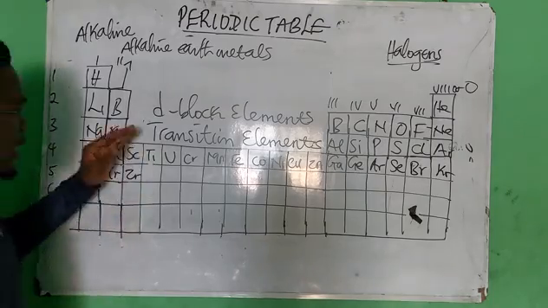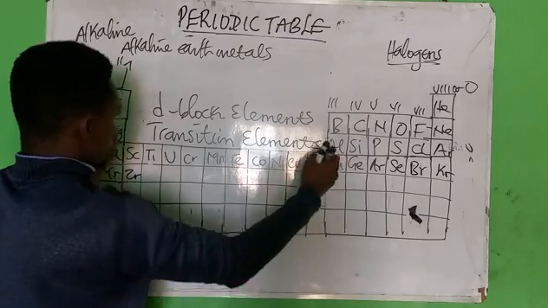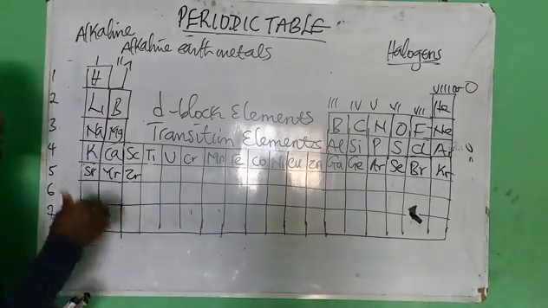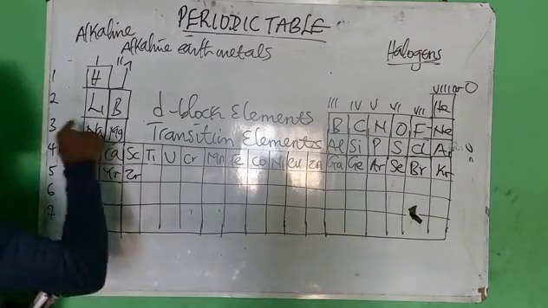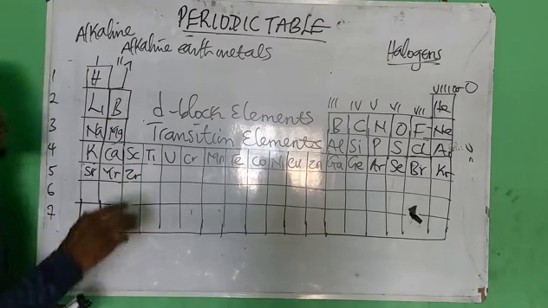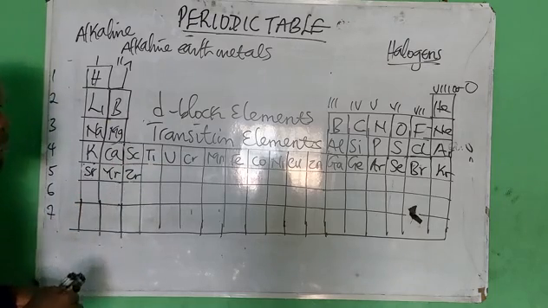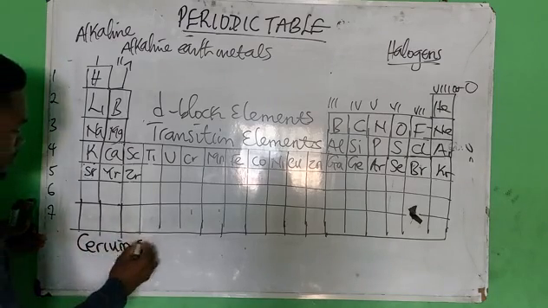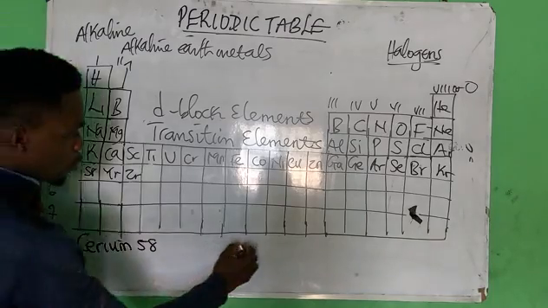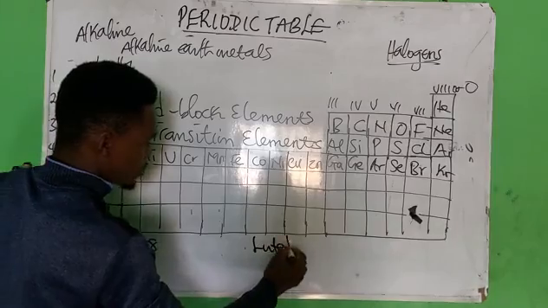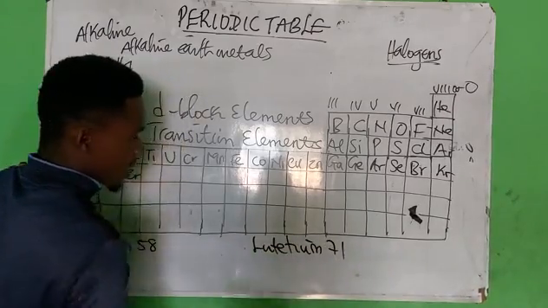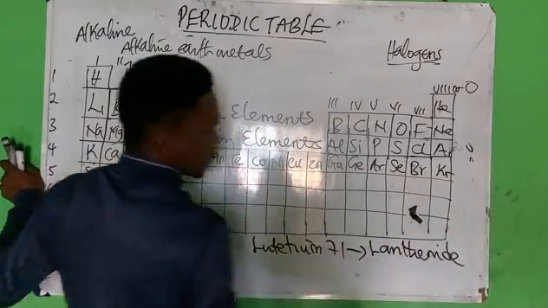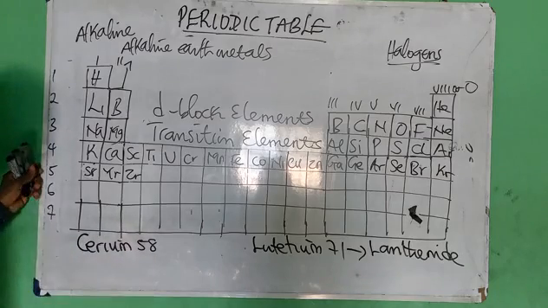Now the elements found in this very region are called what? Transition elements or D-block elements, right? I told you the vertical arrangement is called group, while horizontal, you call it what? Period. Please take note that elements from cerium, which is 58, to lutetium, which is 71, are called lanthanide elements, or you can also call them the lanthanoid series.